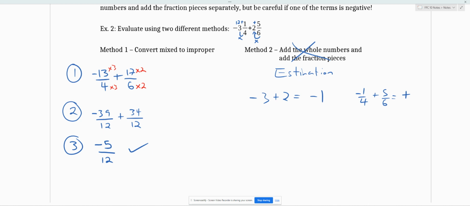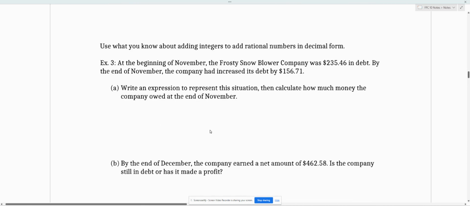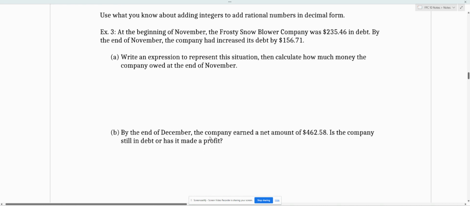Am I close to about the right answer? And I can tell that I am. Again, this method will be shown in class. If it helps you, you can do it that way. Okay, let's do some word problems.